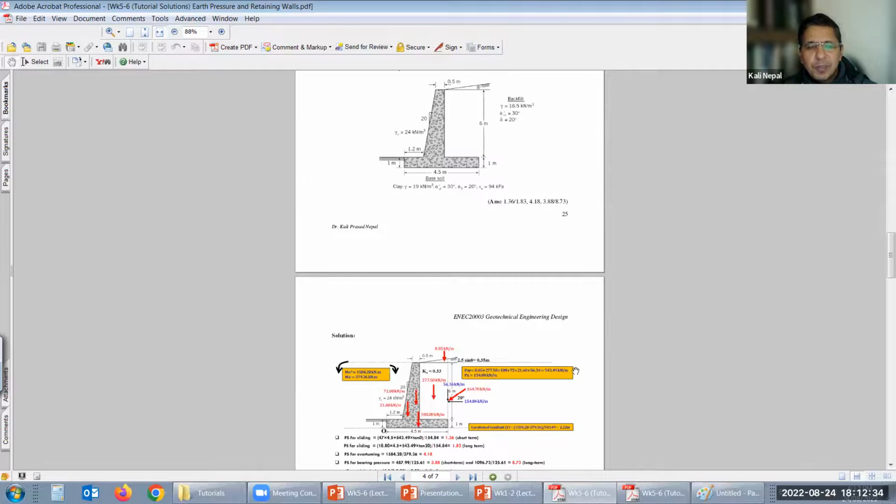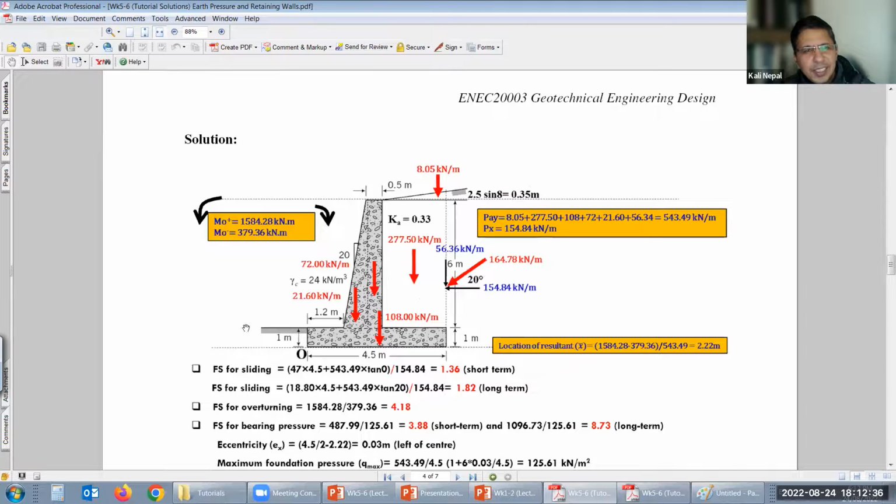Please have a look. Of course, in your test, they will not give this type of very complicated problem. There will be a very simple wall with only a few components. There will not be such complicated problems like this, but once you solve this, you will understand the process. All right.